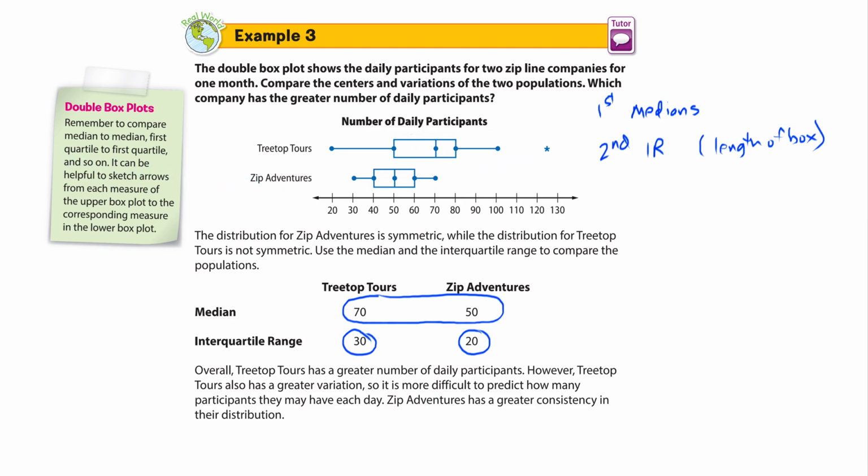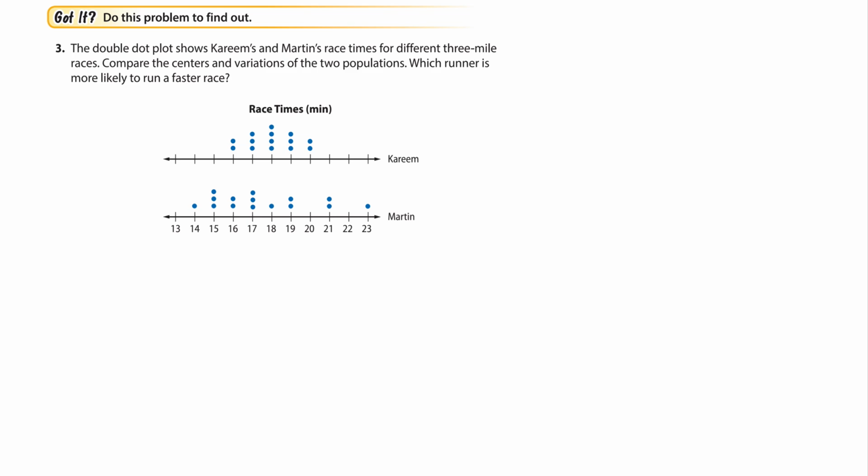So let's look at an example and work it out here. This is number 3. The double dot plot shows Kareem's and Martin's race times for different 3-mile races. Compare the centers and variations of the two populations. Which runner is more likely to run a faster race?